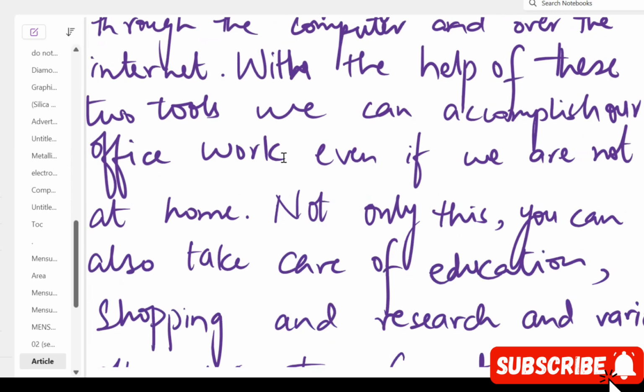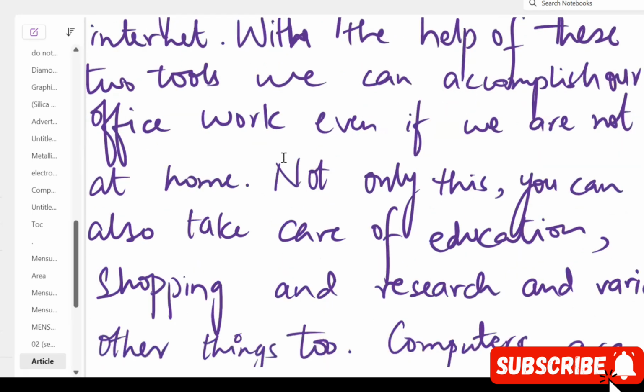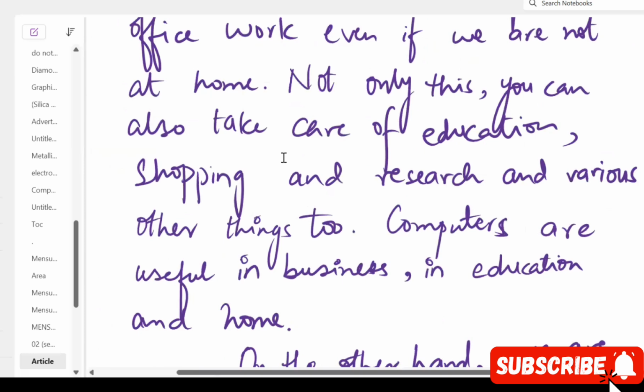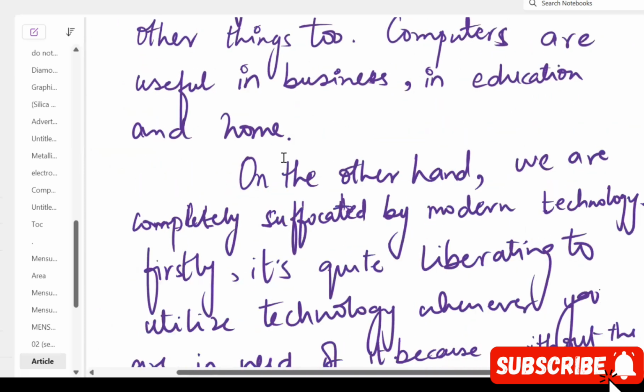Not only this, you can also take care of education, shopping, and research, and various other things too. Computers are useful in business, in education, and at home. On the other hand, we have to use transition words too. We are completely suffocated by modern technology. Firstly, it's quite liberating to utilize technology. This word liberating I have picked up from the text.